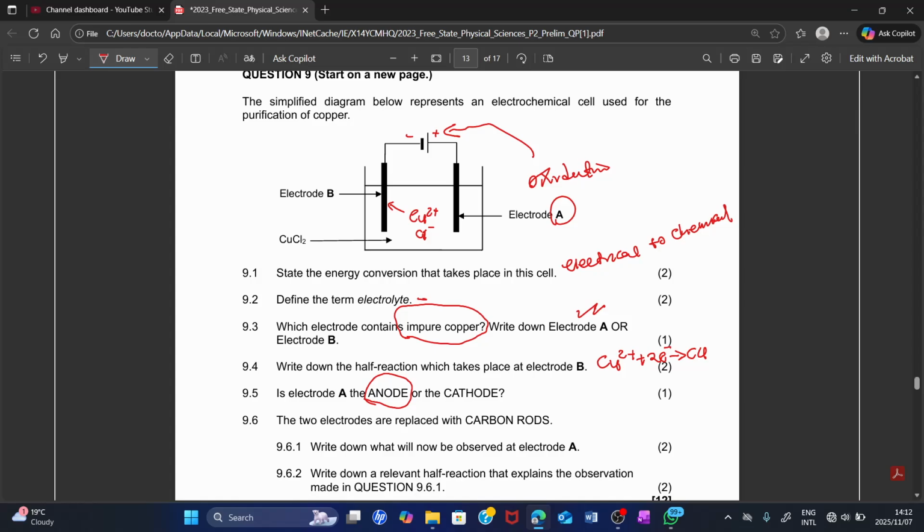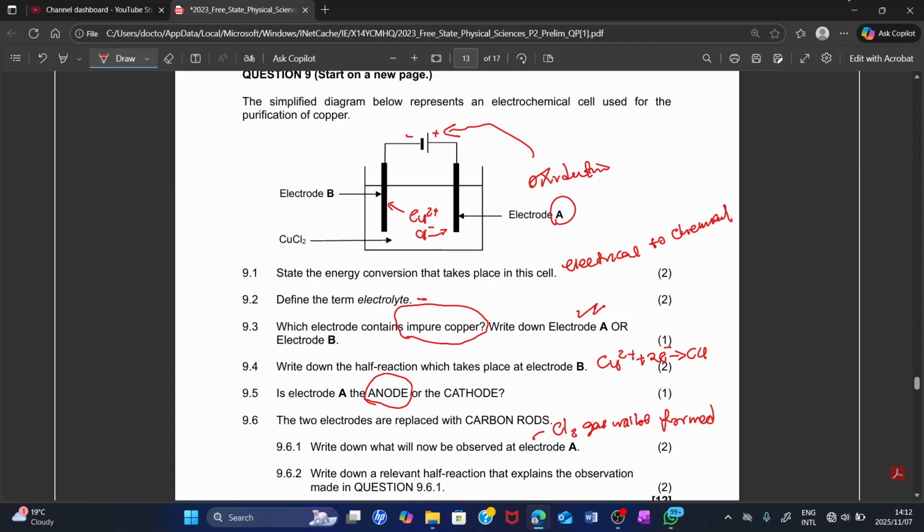The 2 electrodes are replaced with carbon rods. Now we put carbon rods there. Write down what will now be observed at electrode A. You see, what is it that is going to happen? We are going to see chlorine gas being formed at A. At anode, because chlorine is coming there. What we are going to see is that chlorine gas will be formed.